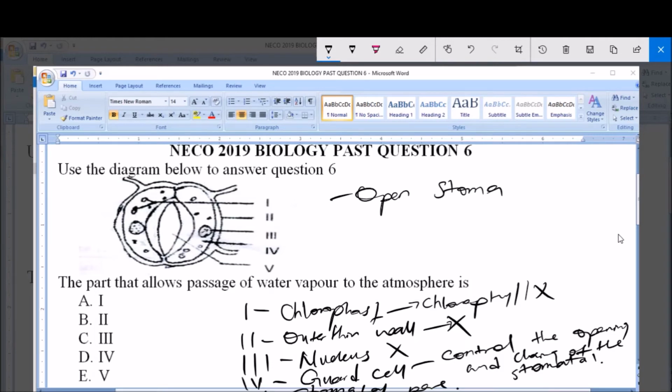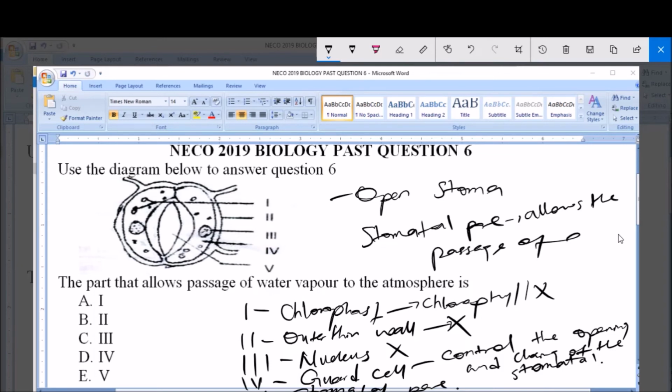Now V here is the stomatal pore. It is this stomatal pore that allows the passage of gases. Although the guard cell regulates the opening and closing of the stomatal pore, still the stomatal pore is the one that has the function of allowing the passage of the water vapor to the atmosphere.